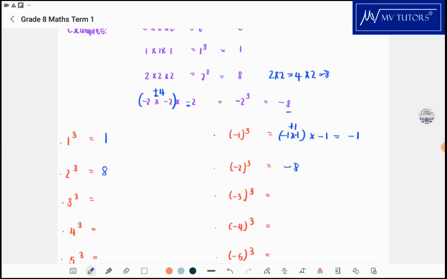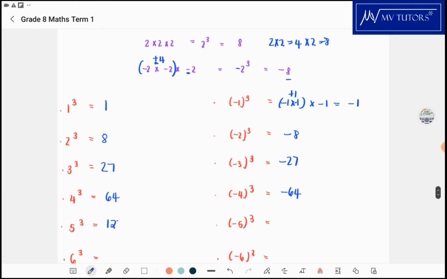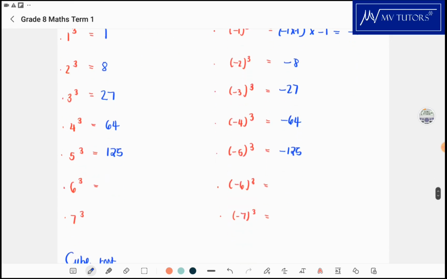3 cubed, that's 3 times 3 times 3. 3 times 3 is 9. 9 times 3 is 27. And we know here we're going to have a negative 27. 4 cubed, 4 times 4 is 16. 16 times 4, that is 64. And here it's just going to be negative 64. 5 cubed, that's 125. And that's going to be negative 125.